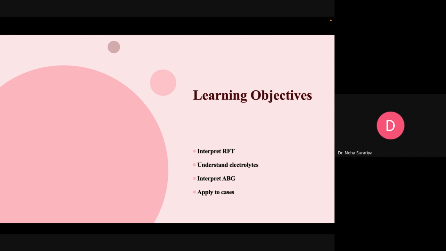You will understand the electrolytes, be able to identify the stages of acute kidney injury and the abbreviations related to AKI. You will also be able to recognize some of the commonest electrolyte disorders, and interpret ABG reports step by step. I will let you know how to do it. By the end of this session, you will also be able to apply all this knowledge to a real clinical case, whether diabetic ketoacidosis, AKI, or hyperkalemia. All the cases we are going to discuss today.